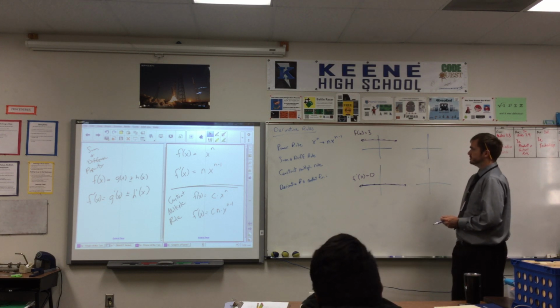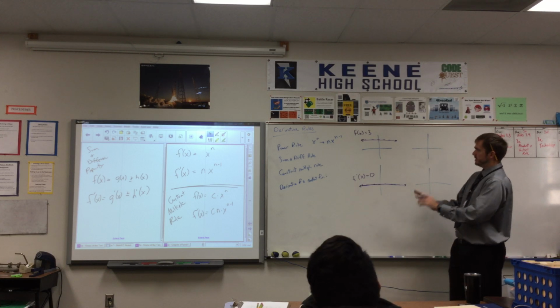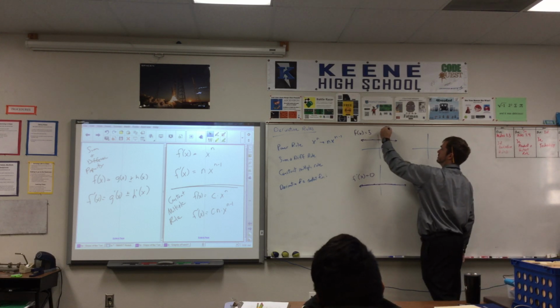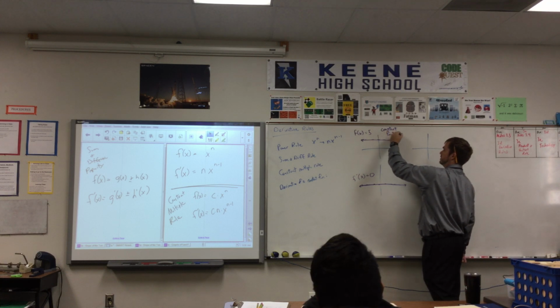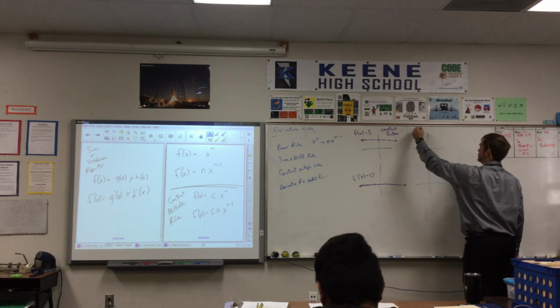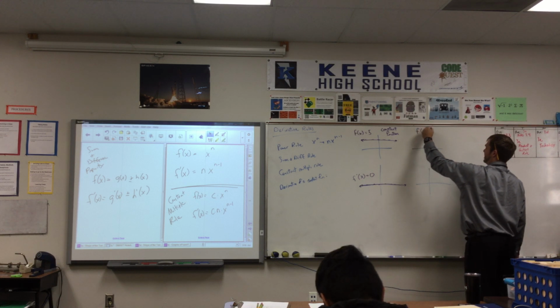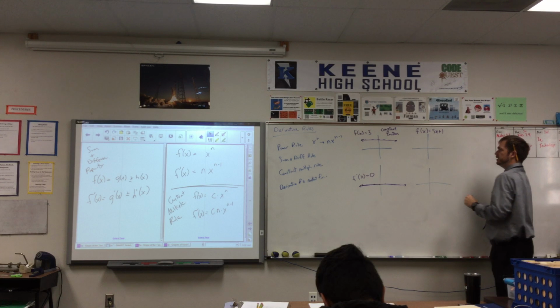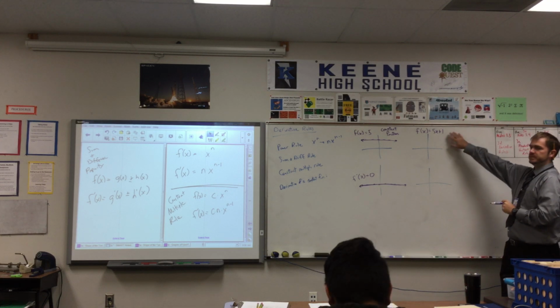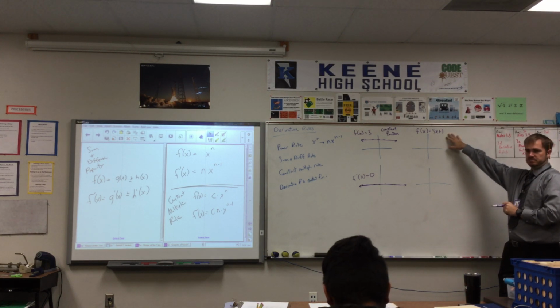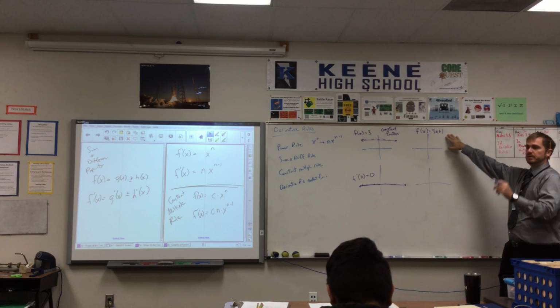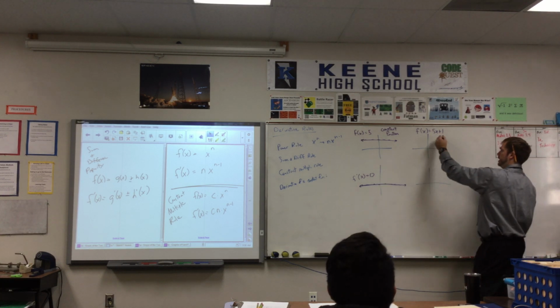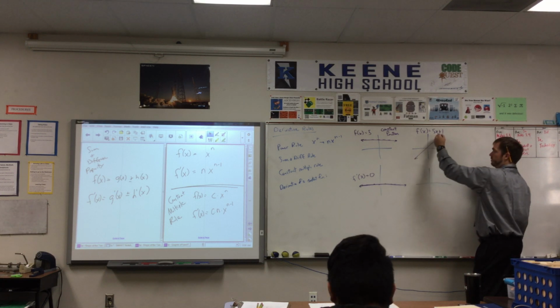Now that is in contrast to this formula right here, f of x equals 5x plus 1. What does that function look like, class? It looks like a line with a slope of 5 over 1. Yes, and a y-intercept of 1.